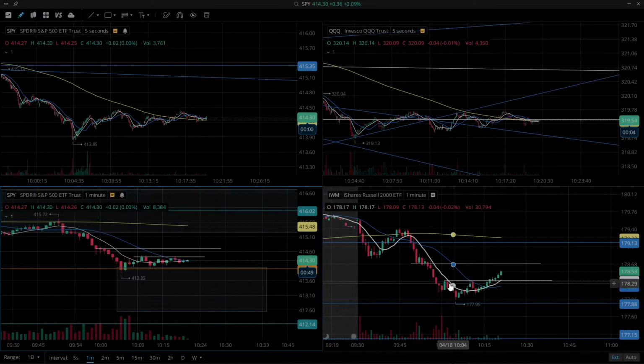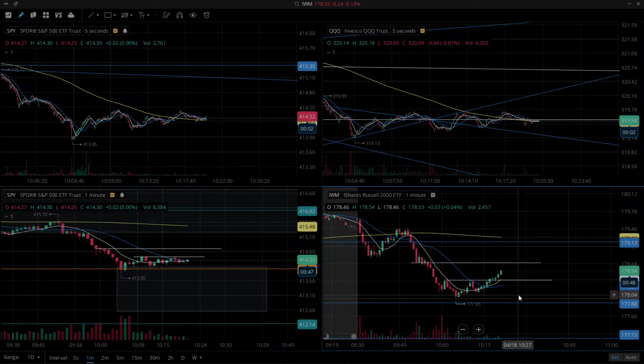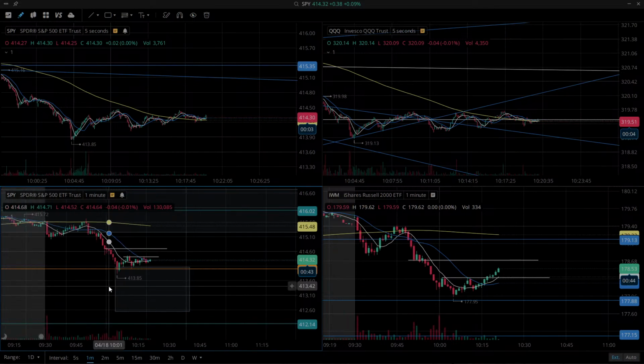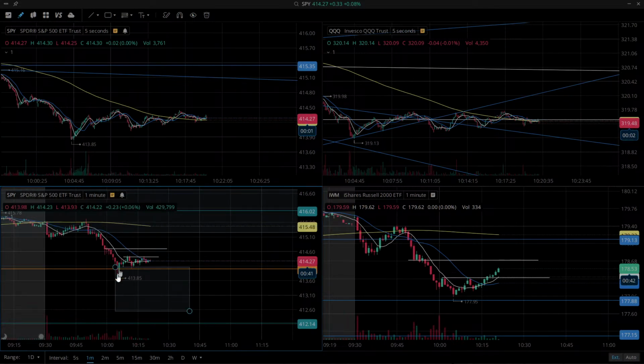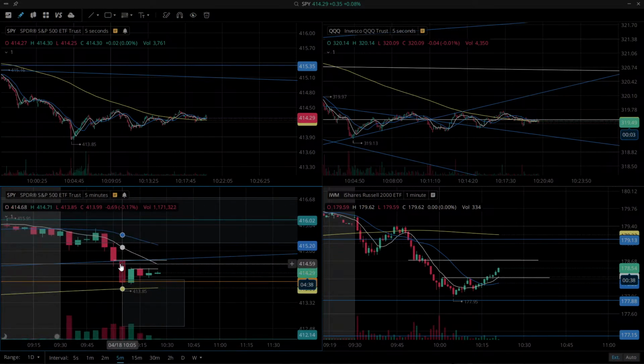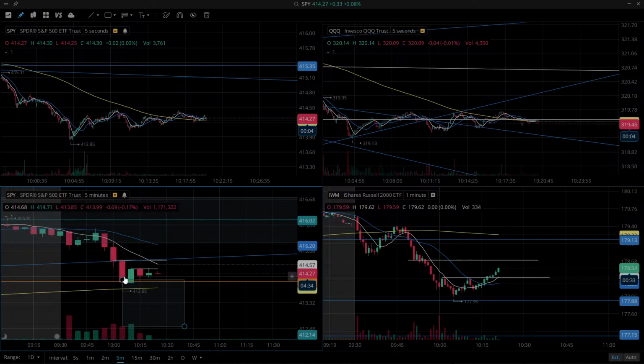IWM, nice break. The 10:05 bar is the range. It gives you range for half of the measured move. So if this is your full leg, then that 10:05 bar gives you about a half leg. This is your 10:05 bar right here. So this is your full leg. This is a half leg. Okay.